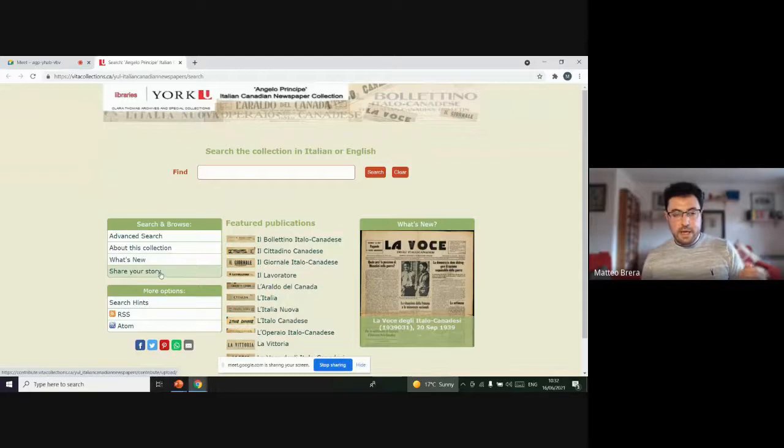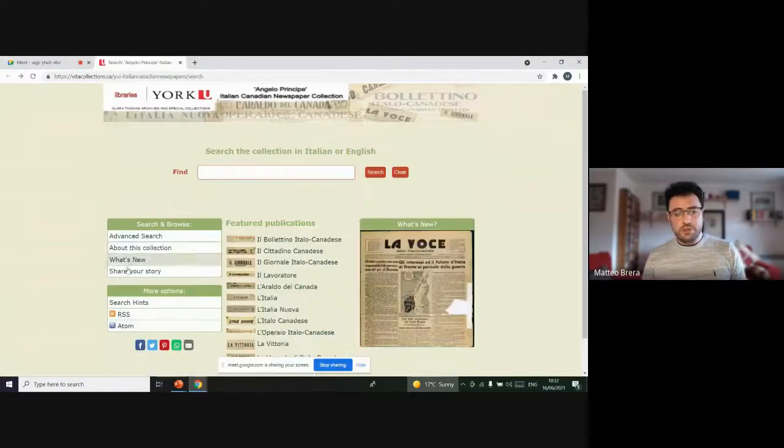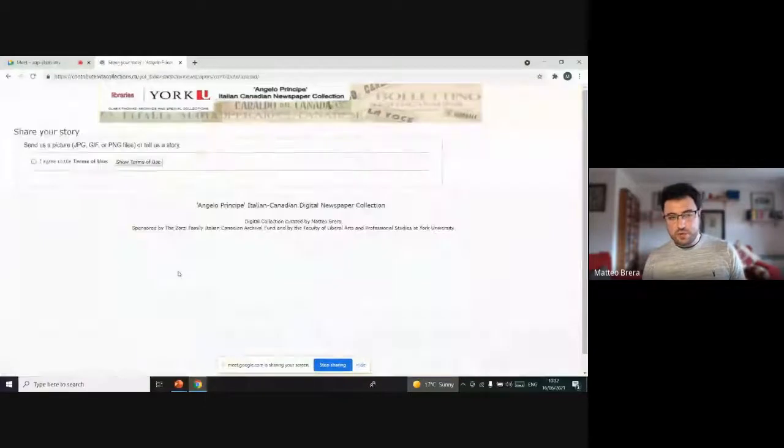First of all, talking about finding mistakes, every issue is equipped with a comment tab, and obviously people can make suggestions in terms of corrupted textual portions, should they find any. There aren't too many, but there are a few still, of course. And also, I wanted to point you to the Share Your Story tab, because this is a feature that I wanted to include to facilitate interaction with the community.